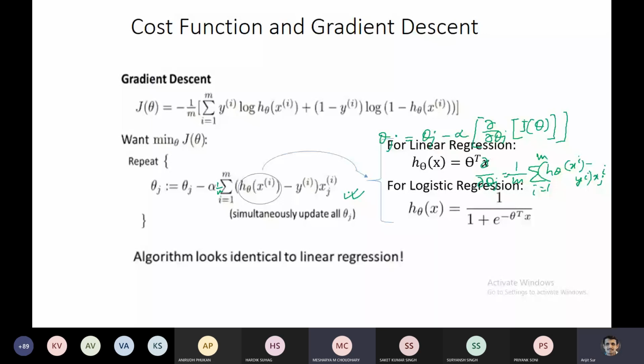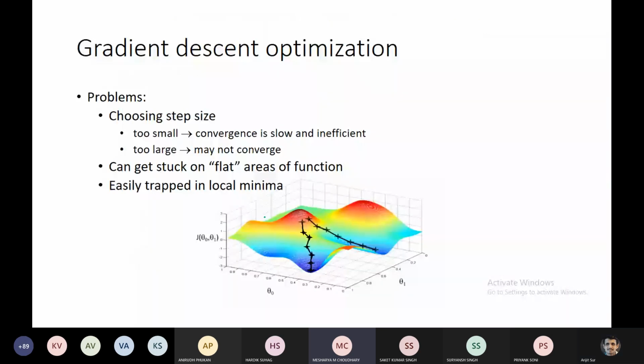Okay. So now we see what the optimization criteria are for our gradient descent technique. So the first one is step size. As we said earlier, if the step size is too small, the convergence rate is slow and thus inefficient. If it is too large, it may not converge.